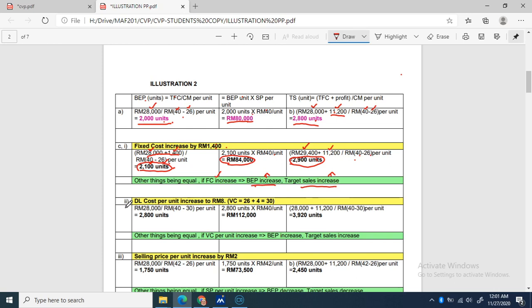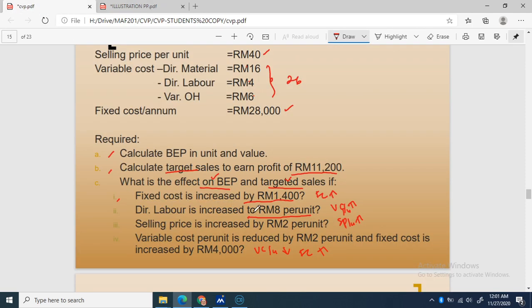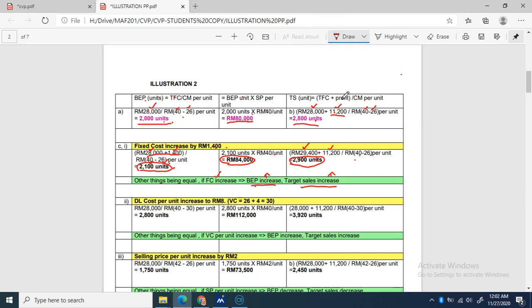Okay, change number 2 is about direct labor cost per unit. If we refer to the question, direct labor cost is 4 ringgit, now increased to 8 ringgit. So that means increase by 4. So the total variable cost now will be 30 ringgit: 26 the original plus the 4 increase.